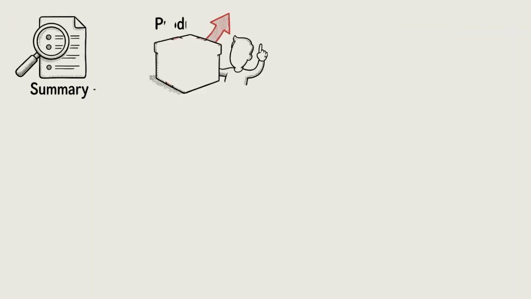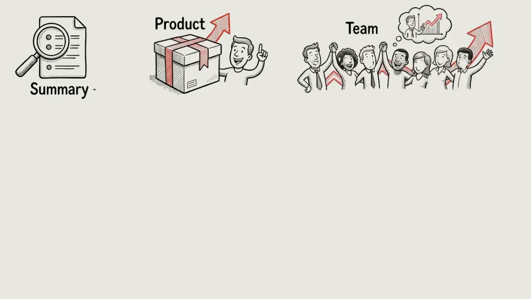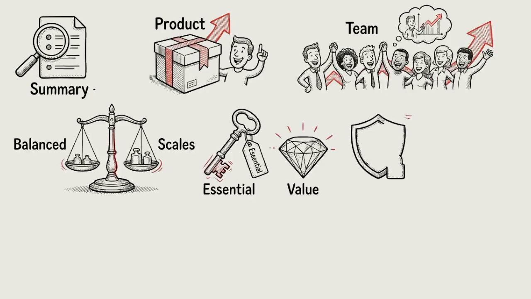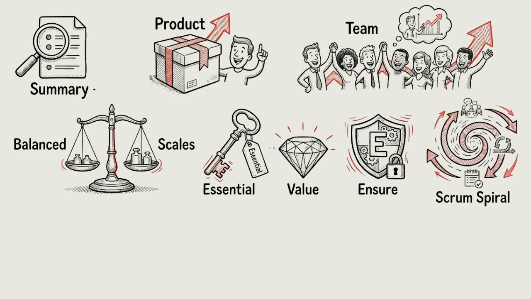To summarize, sprint review improves the product and sprint retrospective improves the team. Both are essential for delivering value and ensuring continuous improvement in Scrum.